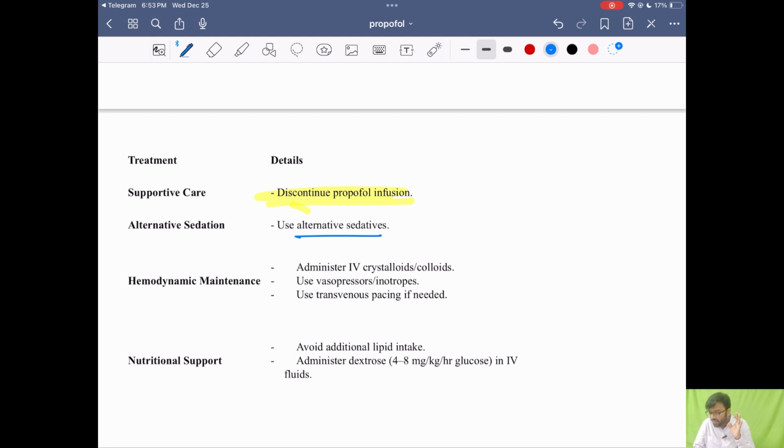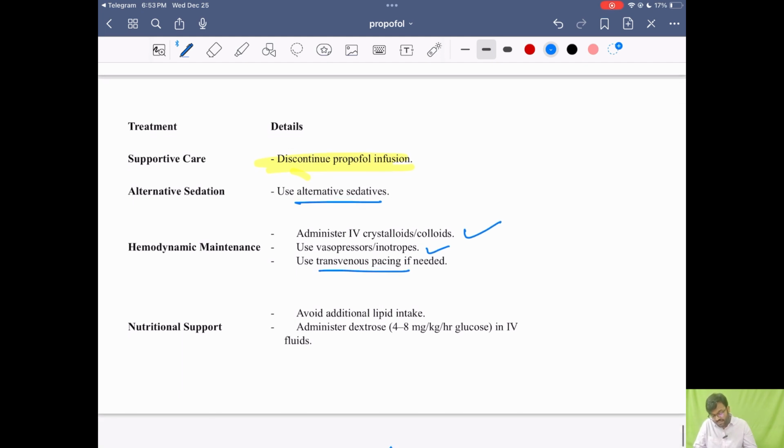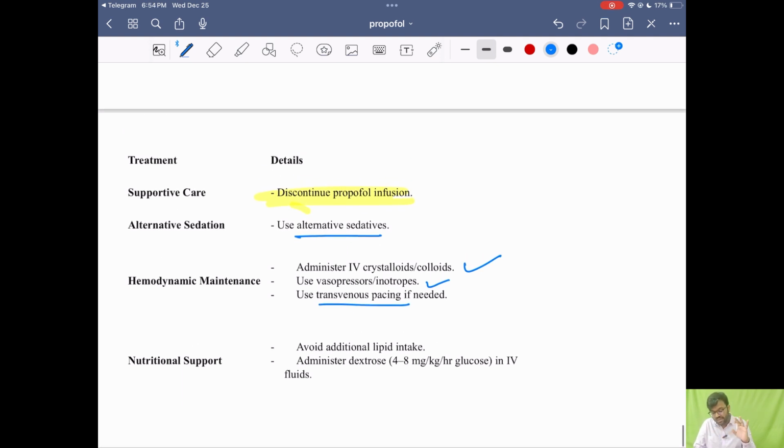Okay, all the hemodynamic parameters that are deranged, you have to maintain them. You have to give IV crystalloids, colloids. Okay, you have to give fluid. If the patient's blood pressure is not stable, you have to use vasopressors, inotropes. And if heart block or a cardiac failure type of situation arises, you might need to give transvenous pacing. The cardiac pacemaker should be put. Okay, and one thing is there, that you stop any lipid intake. Okay, lipid should be controlled in a very good way, and carbohydrate should be administered in a very good way in a case of prolonged propofol infusion. All right, you can give dextrose as carbohydrate. Okay, 4 to 8 mg per kg per hour glucose in IV fluids.